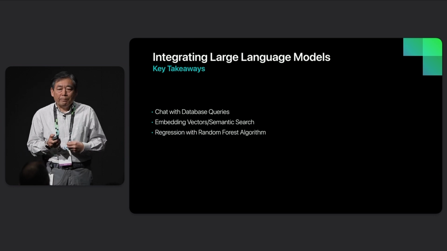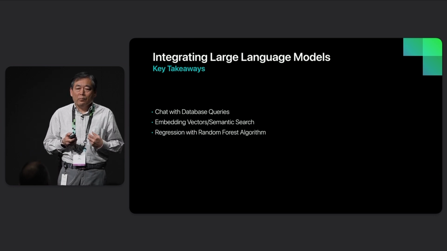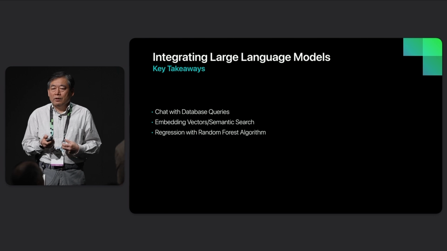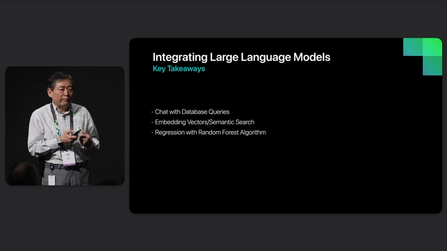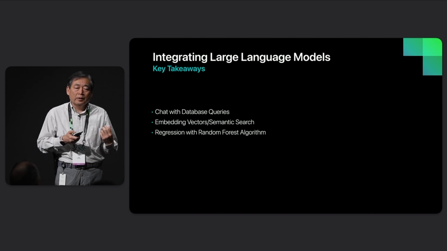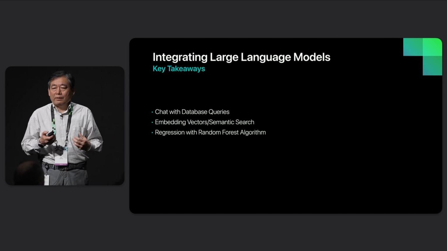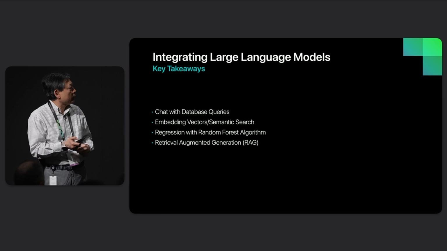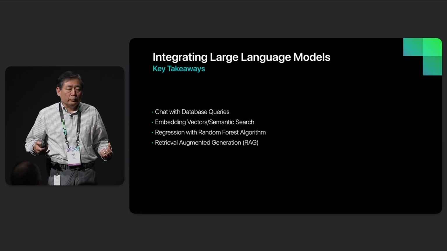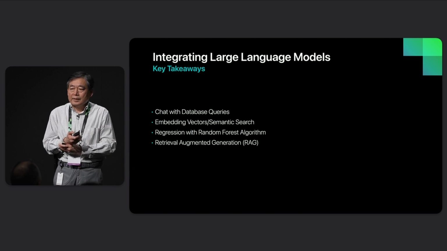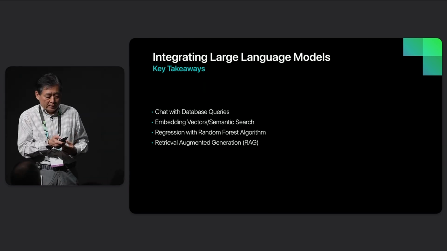With the embedding vector, you can definitely do more things than semantic search. For example, you can do regression. We implemented random forest algorithms for you, so you can get predictions from the regression result. And you can do RAG, so you can chat with documents besides chatting with the database.